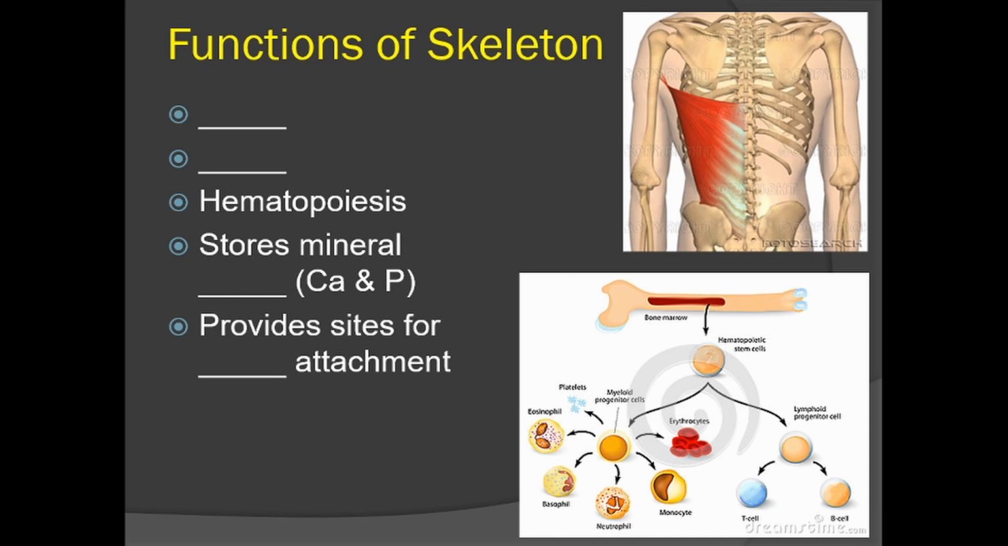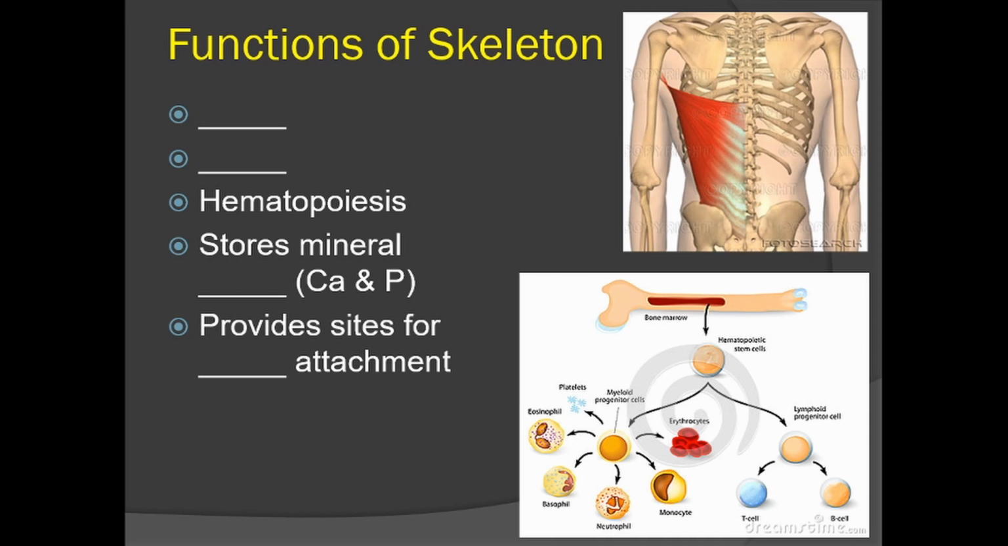Second function would be protection. The skeleton offers the body protection, protects the organs that are within the body. And you can see, for example, in the top picture, the rib cage wrapping around from the vertebrae to the front, with the ribs attaching themselves to the sternum. Within that, it creates a cavernous void within the body that can then be filled with organs, namely the lungs and the heart in this particular instance. And so the ribs provide protection for those vital organs of the body.